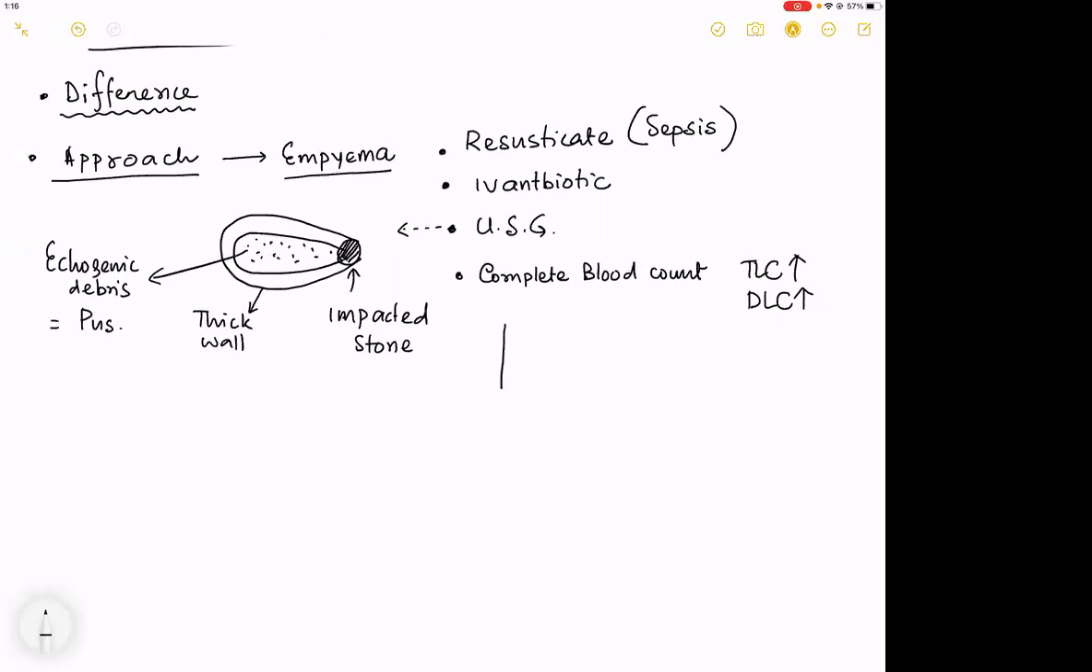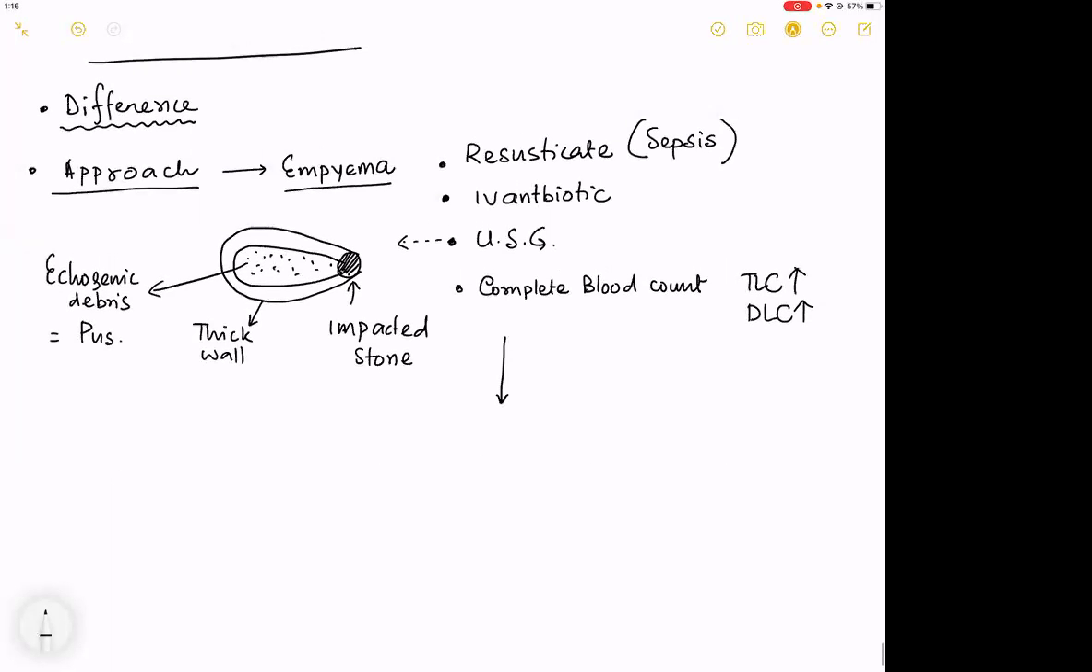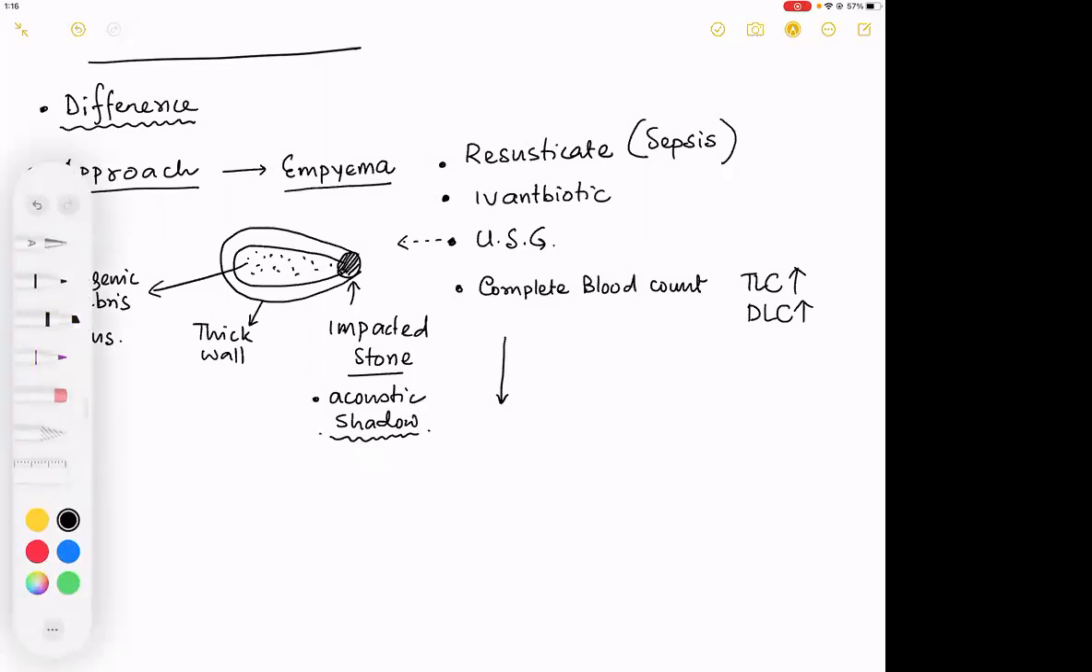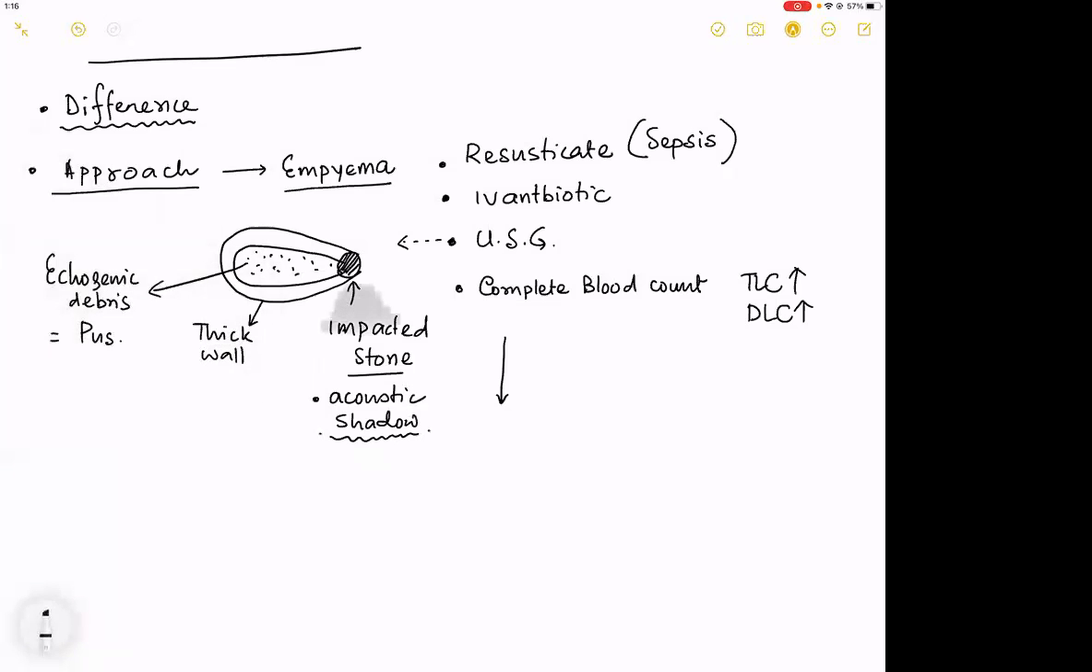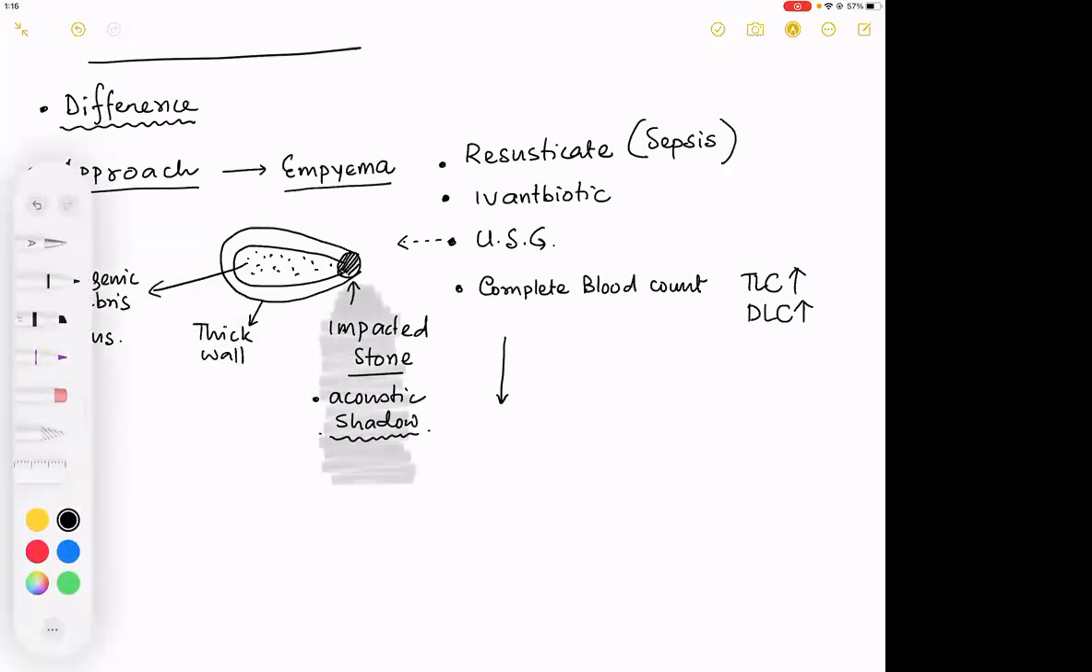And sir, acoustic shadow. Acoustic shadow is an impacted stone. The stone will have an acoustic shadow. We discussed with the stone in the last class, remember? So I have directly mentioned the word stone. If you want to draw that acoustic shadow, I will draw that acoustic shadow again. Wait, one minute. Acoustic shadow. Good. Now let us come back to that.